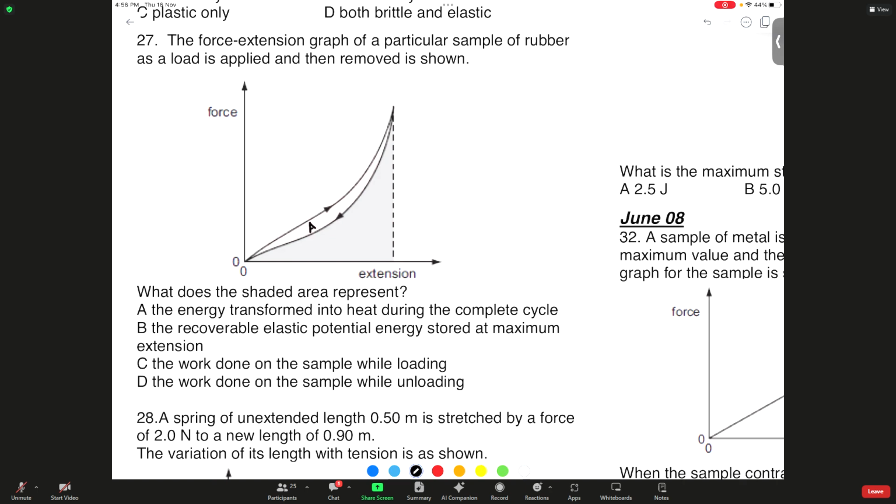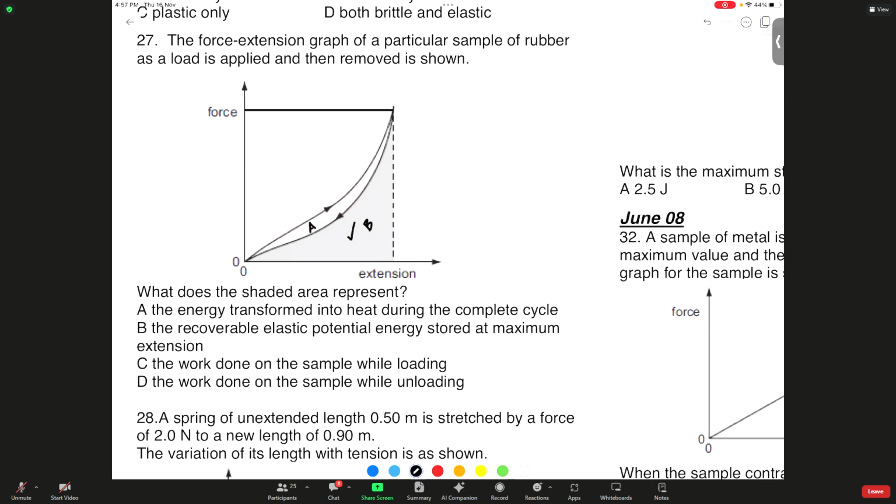It's basically energy that you can regain, recover, right? What's that? The area under the unloading graph, right? So that should be it. So this is the answer. Let me see the rest. Work done on the sample while loading it. Which one would that be? Yes, exactly. It's actually that.